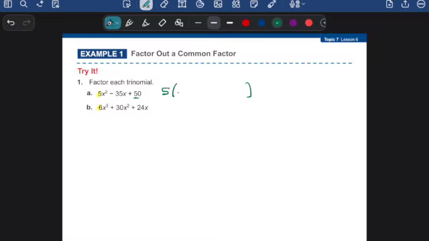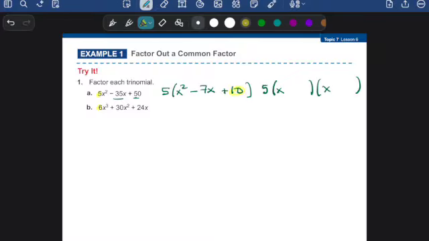5 times what gives me x squared? Well, 5 times x squared. 5 times what gives me negative 35x? I need to multiply it by negative 7x. And 5 times positive 10 gives me 50. I have one more step. I'm going to then factor the trinomial in these parentheses, so I will break it up into x and x. Looking at our constant, what are factors of 10 that will also add up to give me negative 7? Probably going to go with 5 and 2.